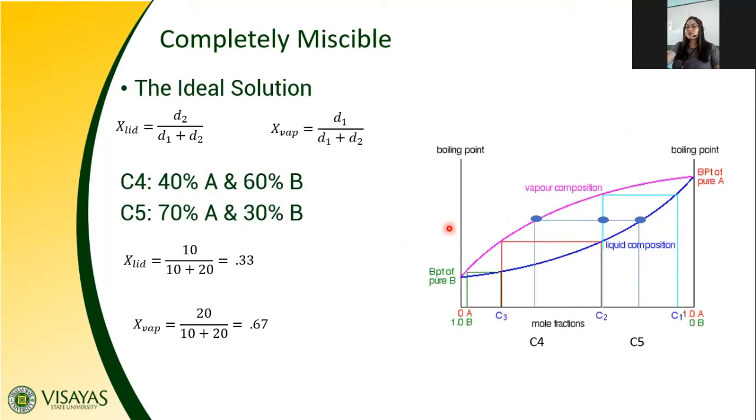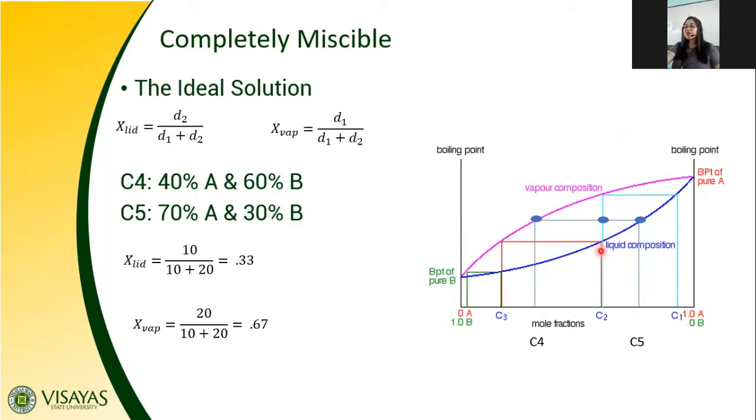So in an ideal solution, as you can see here, these lines are composition 4 and composition 5. With composition 1, we focused only on the bubble point, and with C2, the bubble point and the dew point of C2. And with C3, likewise, the bubble point and the dew point are displayed.